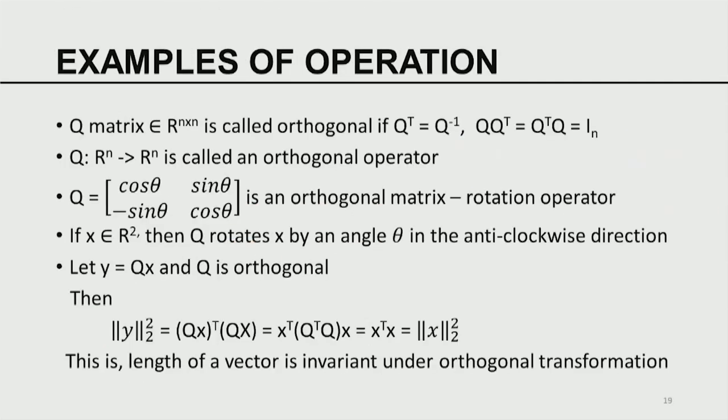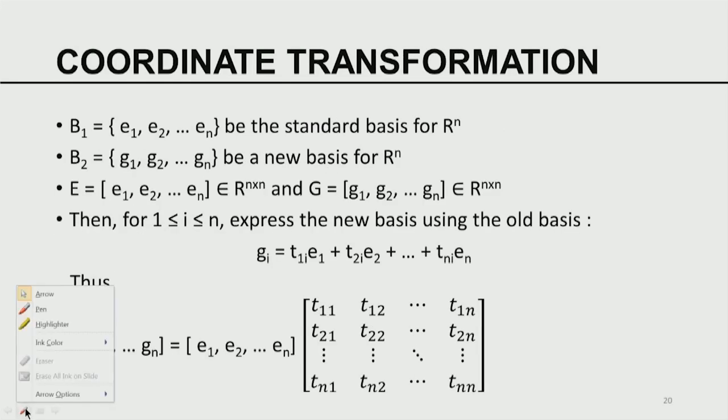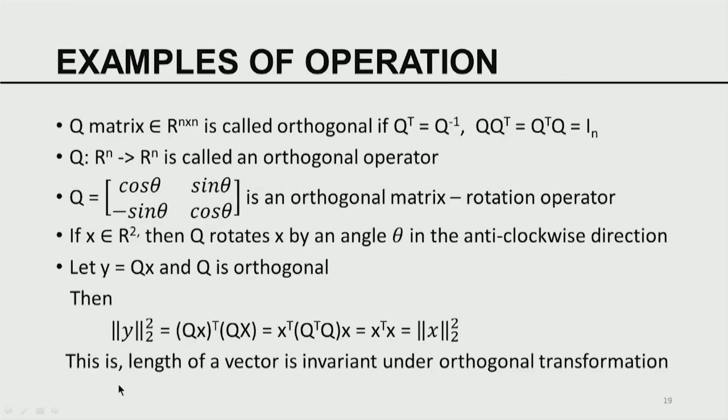Now I am going to talk about examples of certain operations. Let Q be a matrix. The matrix Q is called orthogonal if Q transpose is equal to Q inverse. Q maps Rn to Rn and is called an orthogonal operator, where it is a linear transformation. Q given by cosine theta, sine theta, minus sine theta, cosine theta is a simple example of an orthogonal operator. This matrix is also called an orthogonal matrix. An orthogonal operator is represented by an orthogonal matrix. This matrix represents a rotation.